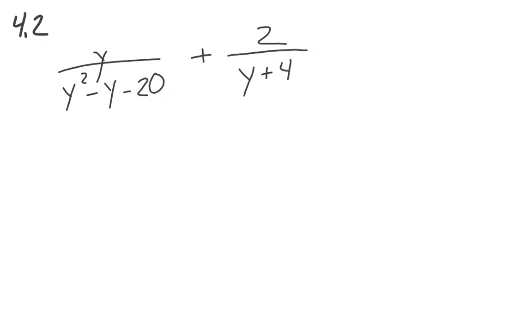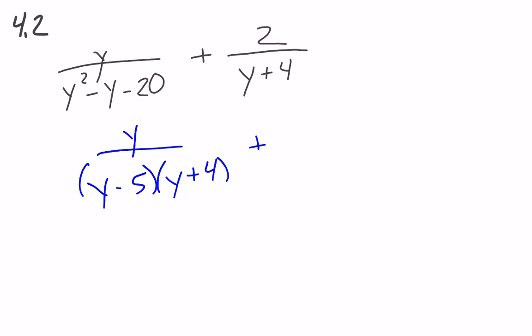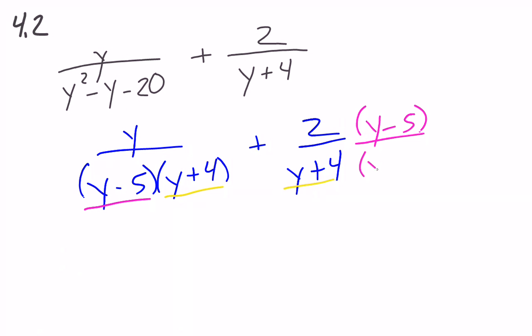Okay, when we're adding and subtracting, the biggest thing you can remember is that we need to have a common denominator. In order to get a common denominator, we need to factor the denominators of all my terms. So in this case, only the first one is going to factor, and that would be y minus 5, y plus 4. So when I look at my two expressions here, I notice that they both have a y plus 4, but my one on the left has a y minus 5, and this second one does not. So I need to multiply by y minus 5 over y minus 5.